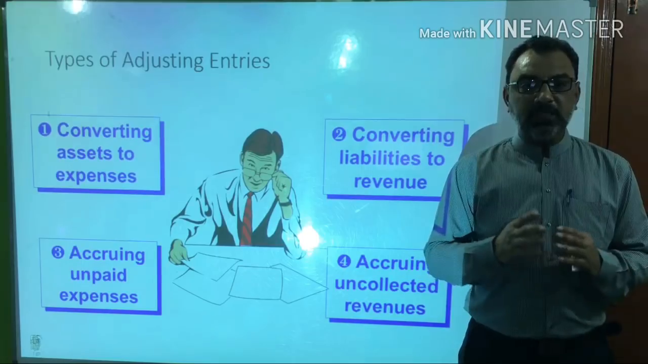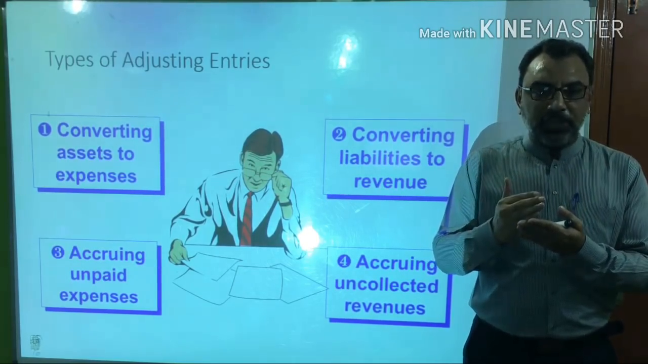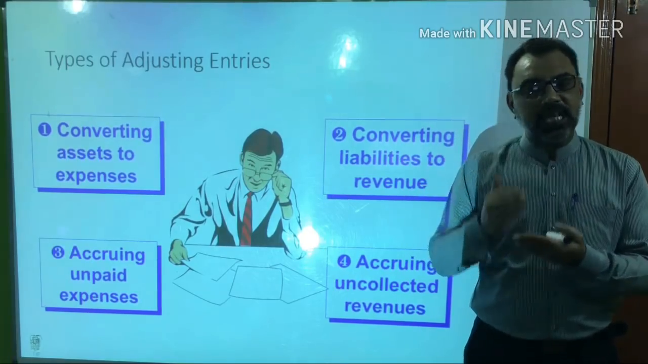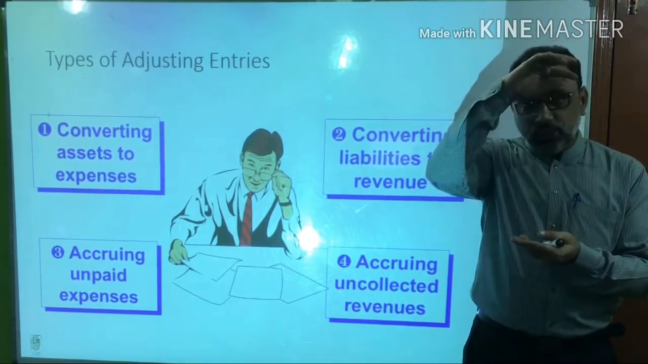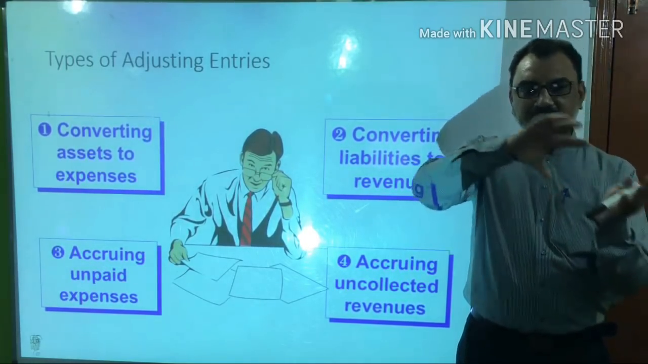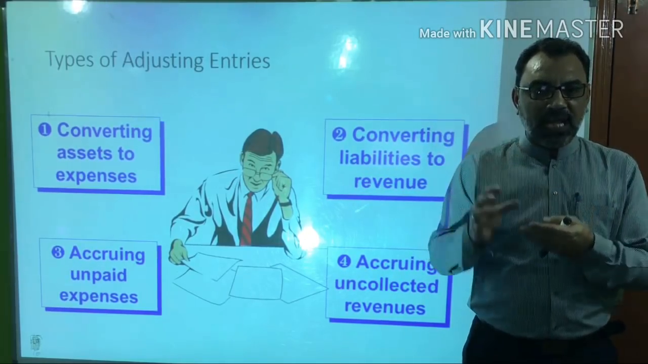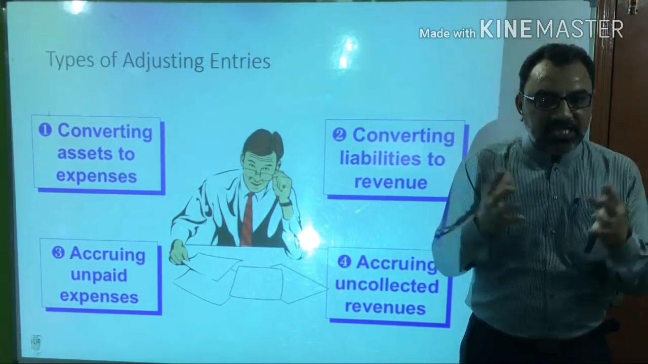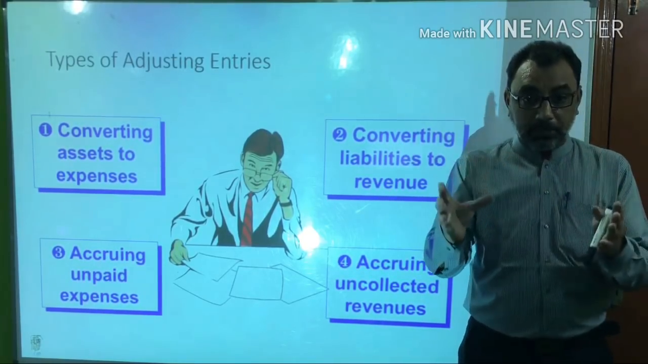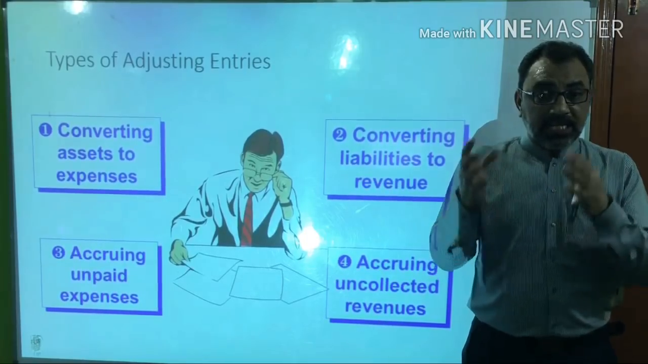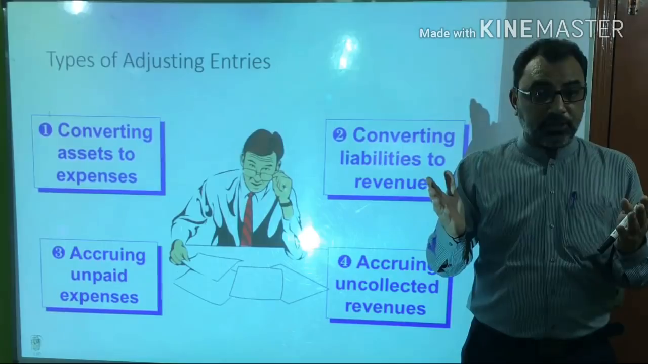An adjusting entry is made to allocate a portion of the asset's cost from the balance sheet to the income statement as an expense, showing how much proportion of that asset is used up. That means the asset is turning into an expense account. The adjusting entry is recorded by debiting the appropriate expense account, for example, supplies expense or insurance expense, and crediting the related asset account, for example, supplies and prepaid insurance.